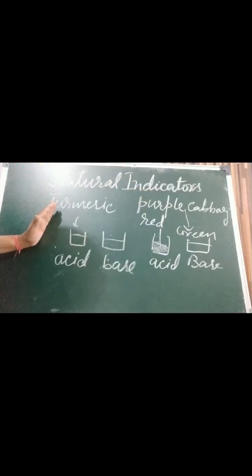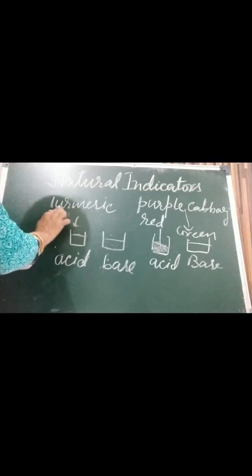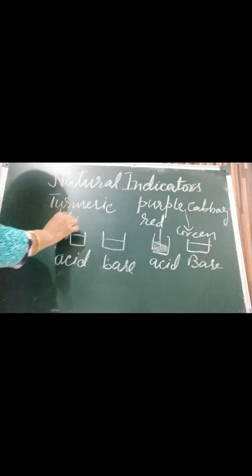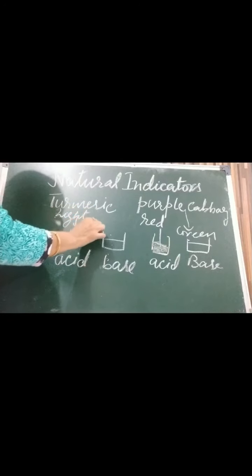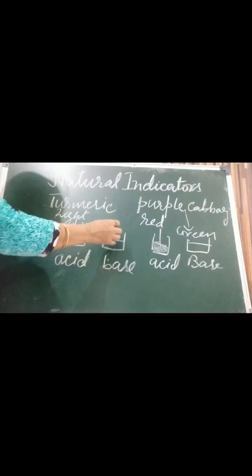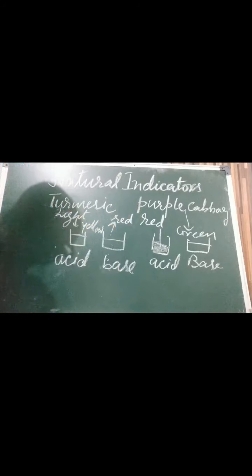Come to the turmeric. Turmeric also changed its color. Okay. When we add acid, it becomes light yellow. And when you add base, it will turn red. We will do the same thing in the class. Okay.